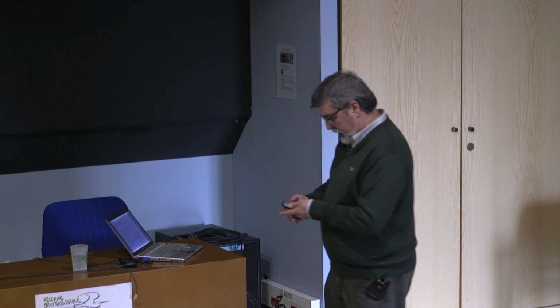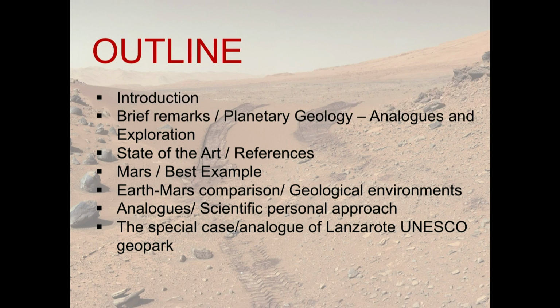So this is the outline of my talk. After this brief introduction, some brief remarks about planetary analogs, planetary geology, because planetary geology was a pioneer discipline for the description and the identification of these terrestrial analogs, these Earth analogs, as I'm going to explain right now. And also what's the state of the art and some important references about Earth analogs and how they are applied to the investigation of mainly Mars, because Mars, as I said, is the best example.